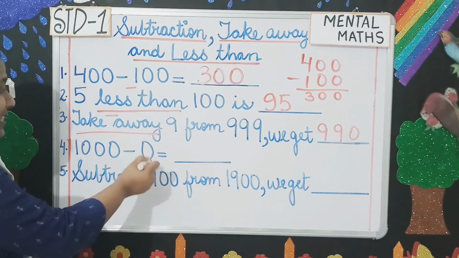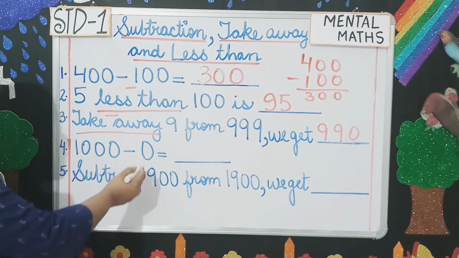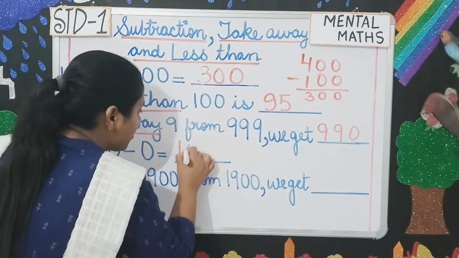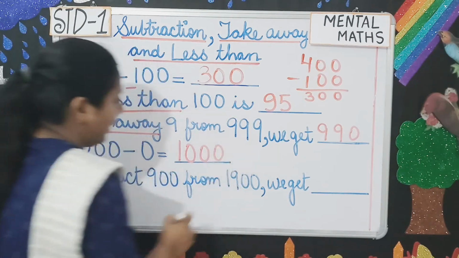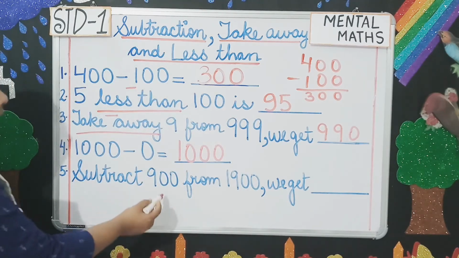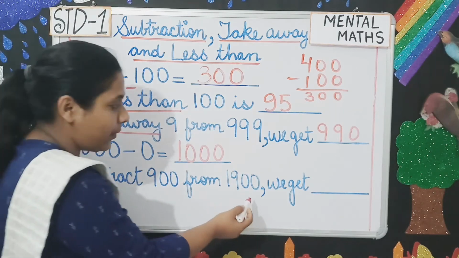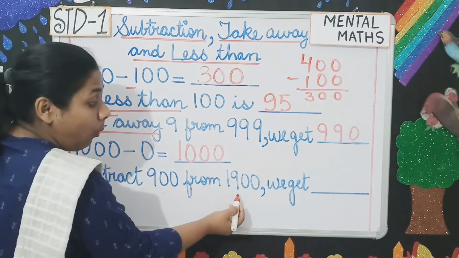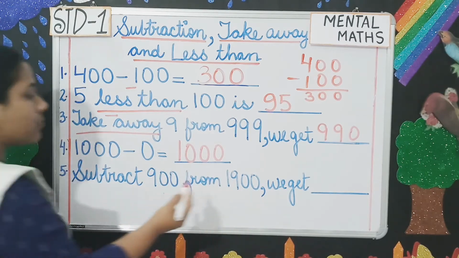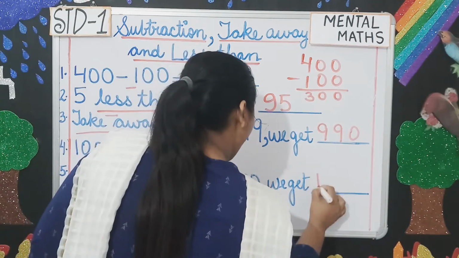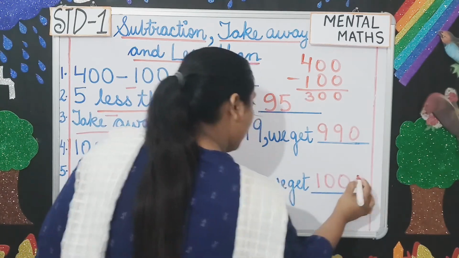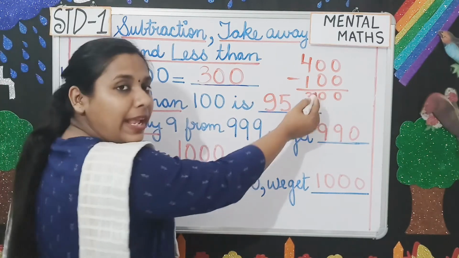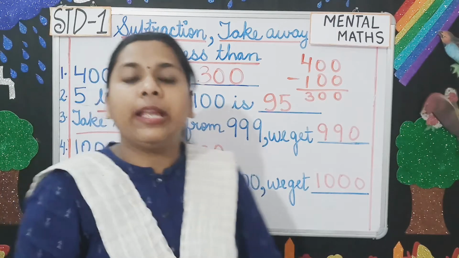Next, 1000 minus 0 equal to dash. You have to subtract 0 from 1000. So this makes no difference, students. So 1000 minus 0 will remain 1000 only. Next, subtract 900 from 1900. We get. Now you have to subtract 900 from 1900. So what you will get, students? You will get 1000. If you will have problem doing this way, students, I told you, you can do it like this in your rough. Is it clear, students?